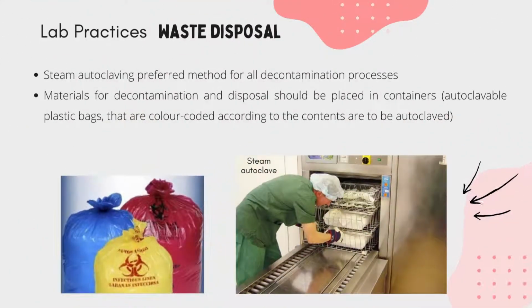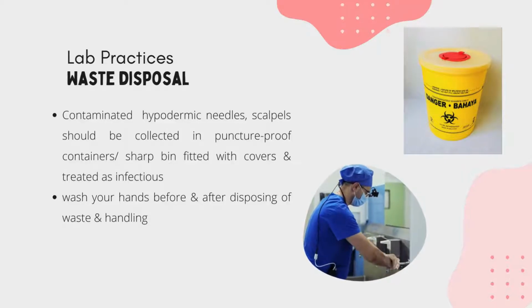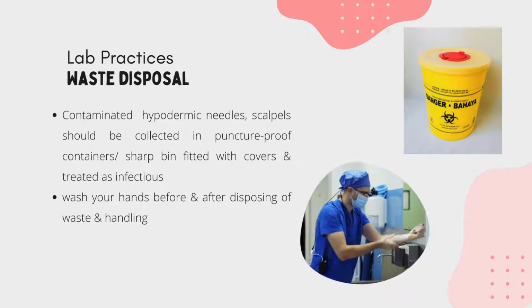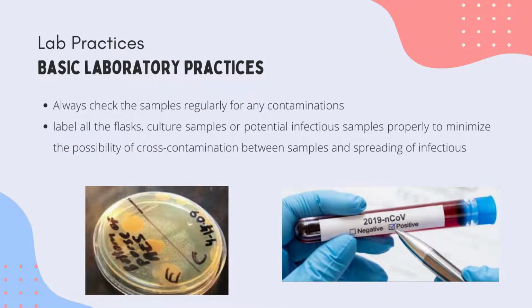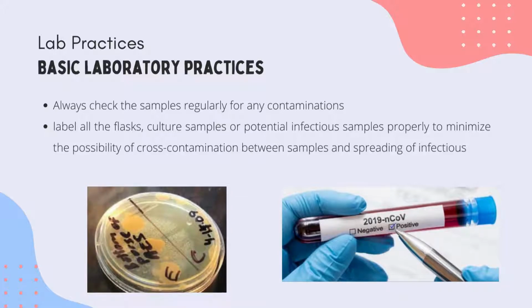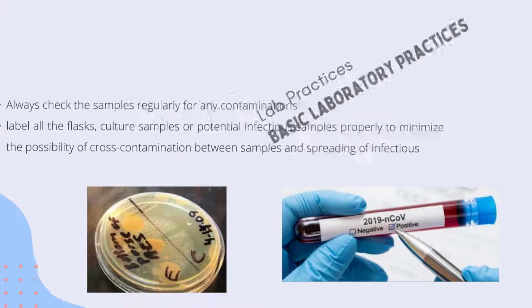Steam autoclaving is the preferred method for all decontamination processes. Materials for disposal should be placed in color-coded autoclavable plastic bags to autoclave. Contaminated hypodermic needles and scalpels are placed in a sharps bin and treated as infectious. Check the samples regularly for any contamination. Label all the flasks, culture samples, or potentially infectious samples properly to minimize the spreading of infectious agents.